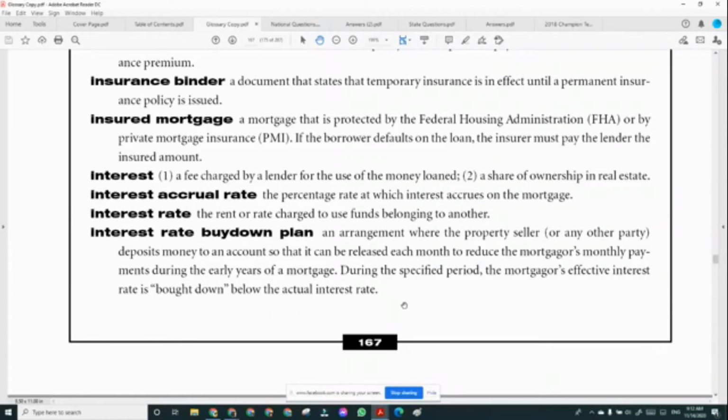So if the actual interest rate is 4% and they would like to have a little bit lower interest rate, they can pay a buy down rate, and they'll have that plan, and there'll be an agreement as to what type of period it'll be, for how long it'll last. That's the specified period, okay? And so that interest rate will be a little bit lower than the actual rate.